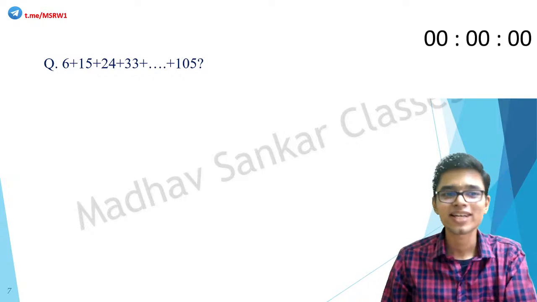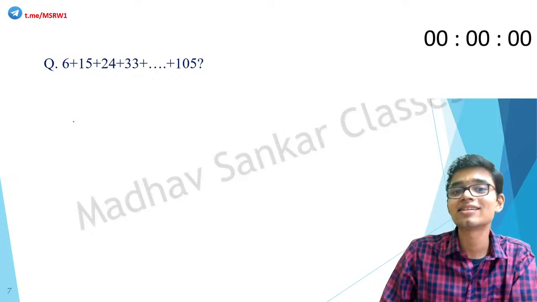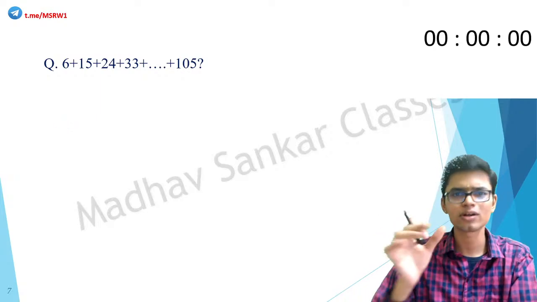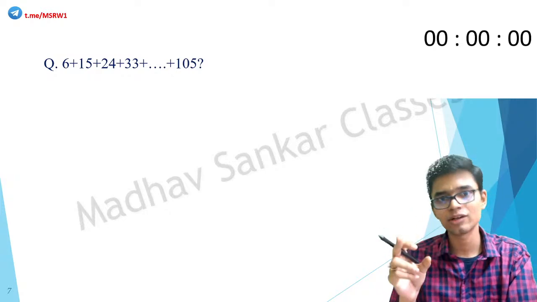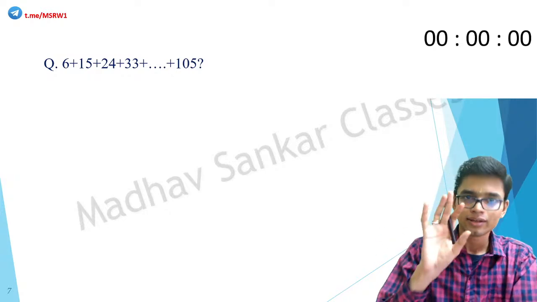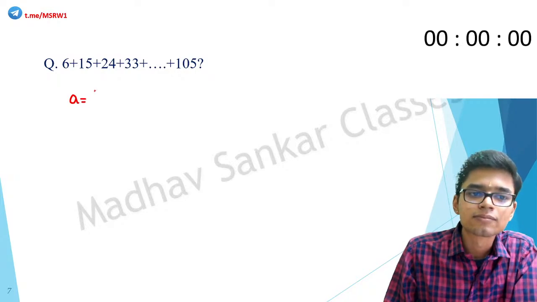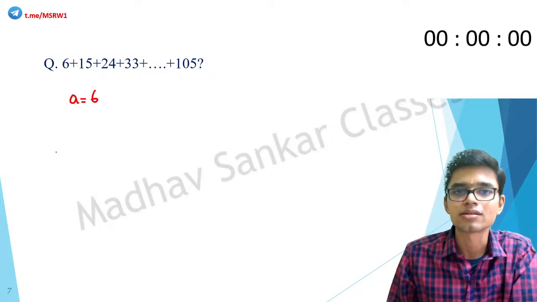Let me tell you how to do this. It is slightly complicated in the sense that n is not given directly. Either you can find it out by counting because this is a smaller series, or you can find the value of n using the formulas. Anyway, we know that a is equal to 6. First term, a is equal to 6.